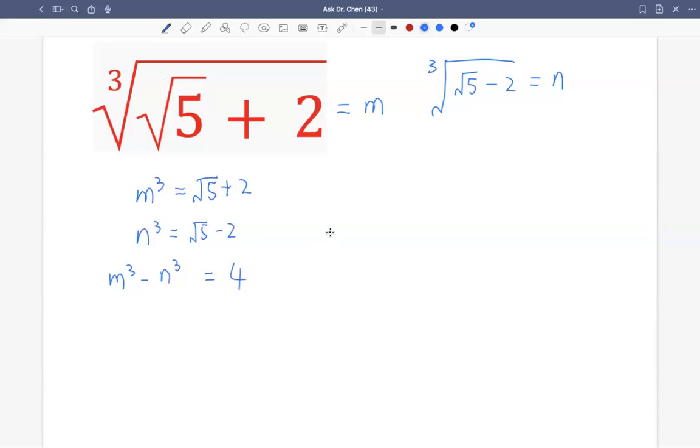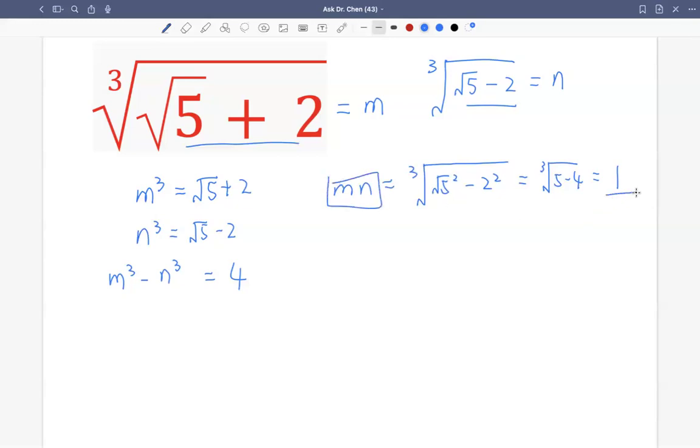Right? And if we multiply these two, let's multiply m and n. Because both are cubic roots, we multiply these two conjugates. So we get square root of 5 squared minus 2 squared, which is cubic root of 5 minus 4, which is 1. Well, cubic root of 1 is still 1. So we have this beautiful relationship: m times n is 1.